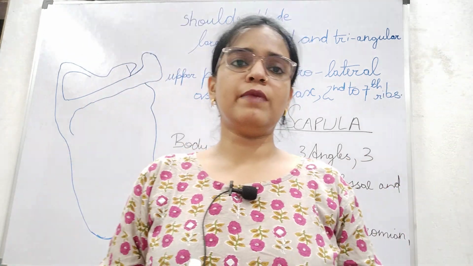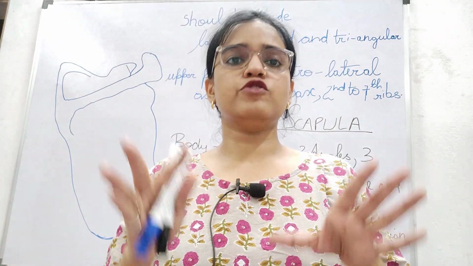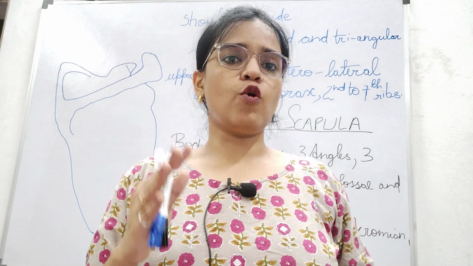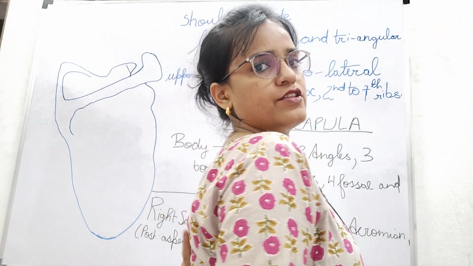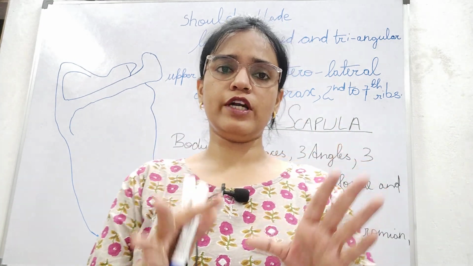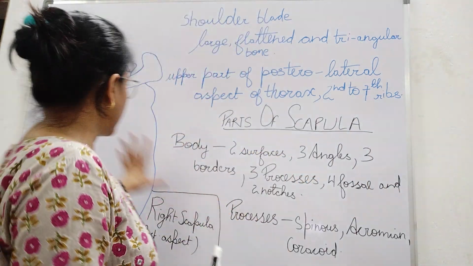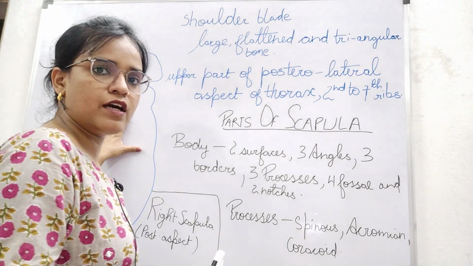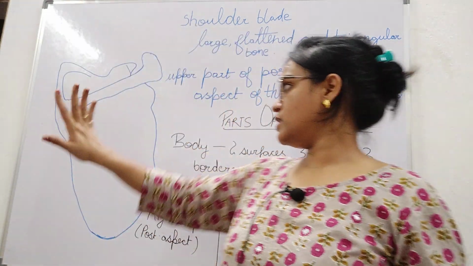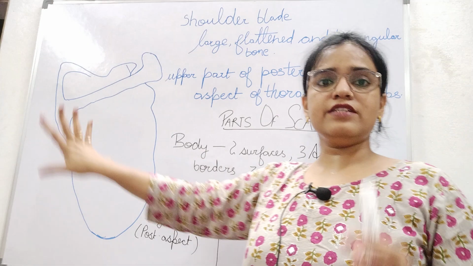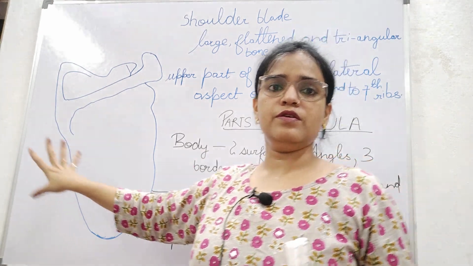Scapula is also called as shoulder blade. It lies here, somewhere here. That is why this is called as shoulder blade. It is a flat bone. As you can see here, I have drawn a rough diagram of a scapula. You can see it is a flat bone. It is triangular in structure.